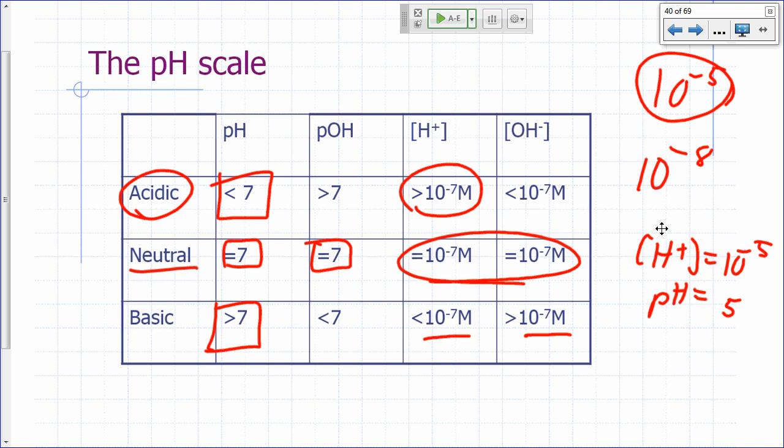And same thing with pOH. If pH is less than 7, then your pOH must be greater than 7. Right? So if my pH is 5, what's my pOH? pH and pOH should add up to 14. So 5 plus 9 is 14. So pOH would be 9.